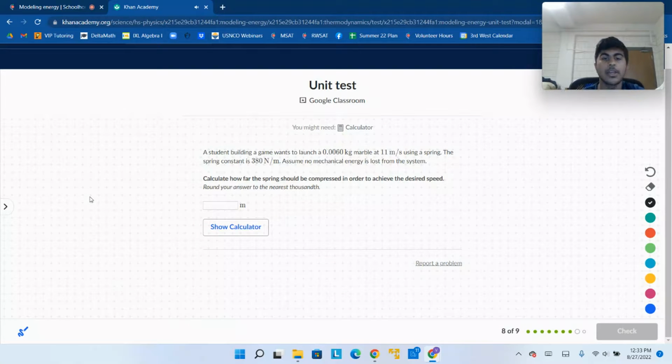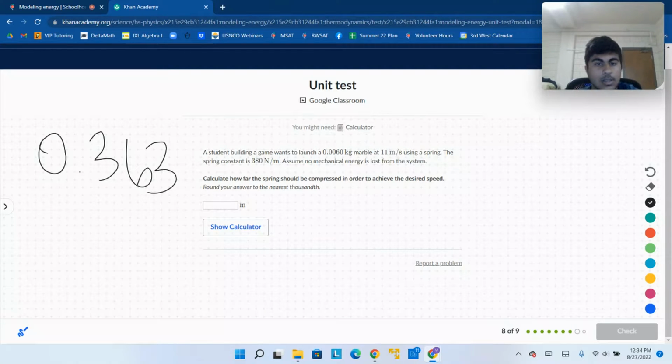A student building a game wants to launch a 0.0060 kilogram marble at 11 meters per second using a spring. The spring constant is 380 newtons per meter. Assume no mechanical energy is lost from the system. So we're going to use our formula for getting the kinetic energy, 0.006 times 11 squared over 2, 0.363 joules.